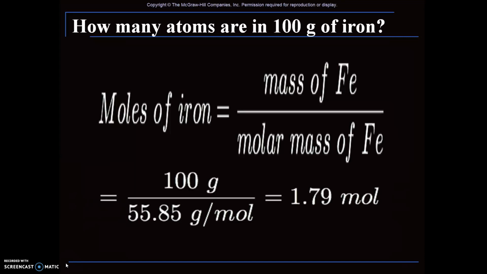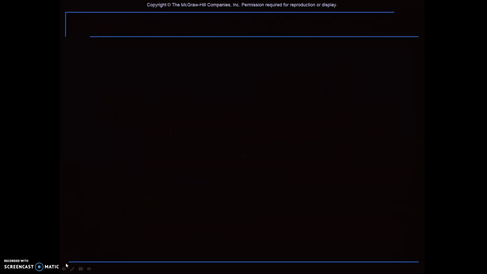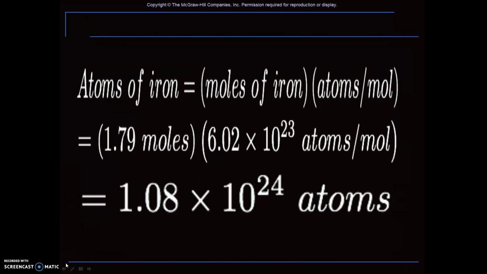Now we know that each mole of iron will have 6.02 times 10 to the power of 23 atoms. We know that we have 1.79 moles of iron right here. So how many atoms would that be? All we need to do is simple math, which is 1.79 times 6.02 times 10 to the power of 23. Then we get almost 1.08 times 10 to the power of 24 atoms. So if you have 100 grams of iron, it will have that many atoms of iron present in there.